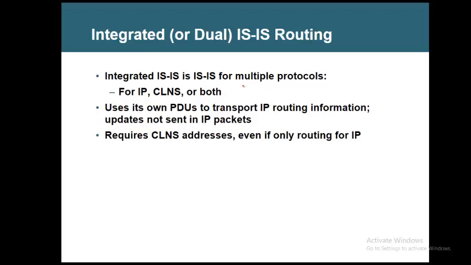Now, integrated ISIS routing. Integrated ISIS is ISIS which can be used for multiple protocols, like ISIS for IP, ISIS for connectionless network service, or ISIS for both. If you have a router with CLNS and IP running, you can use ISIS to support both. But I have never seen CLNS networks.